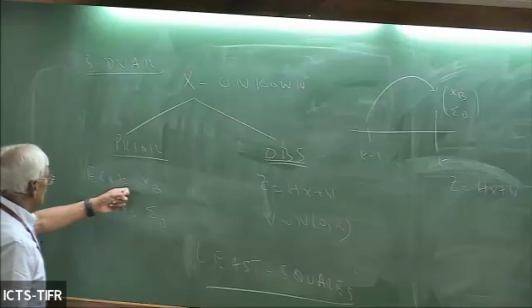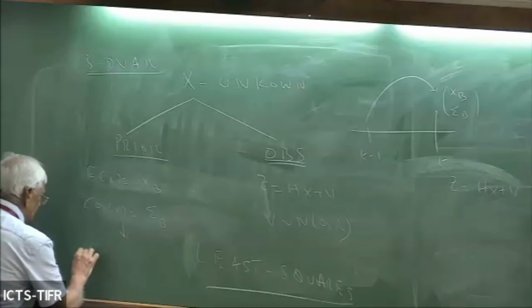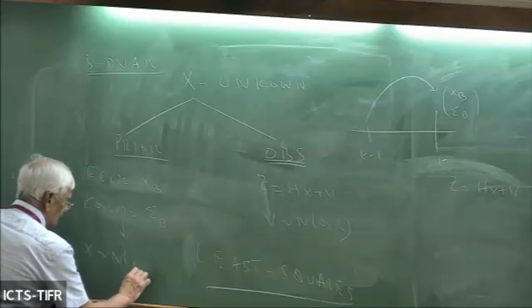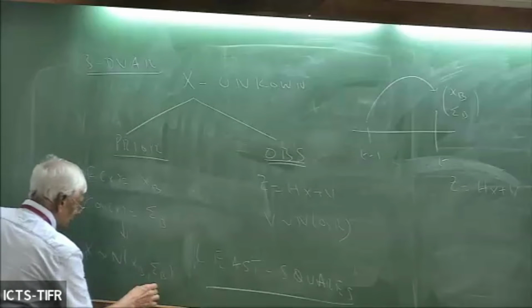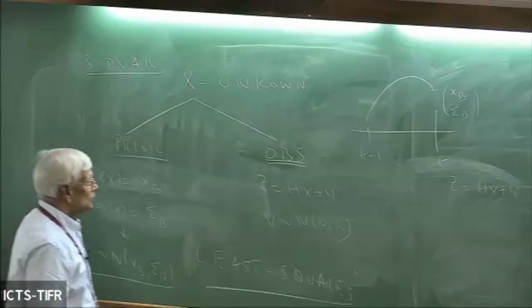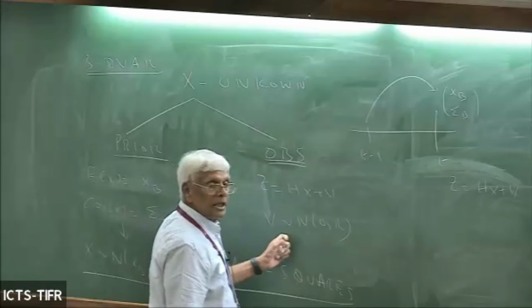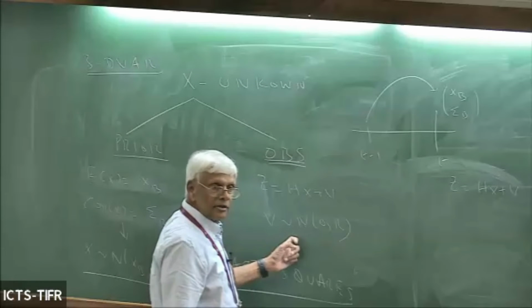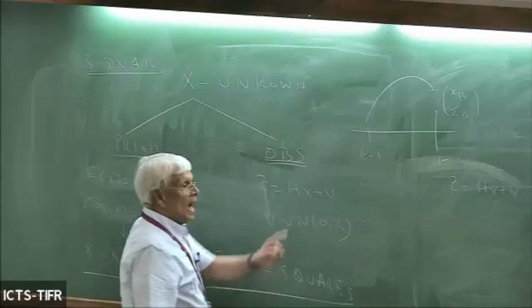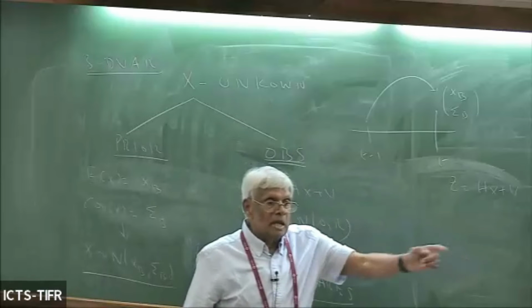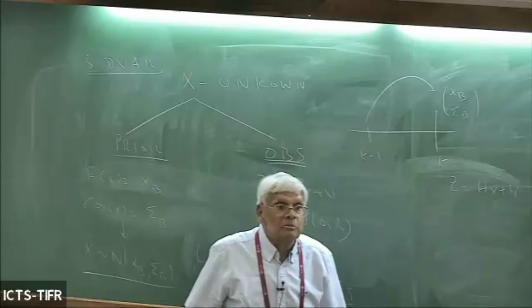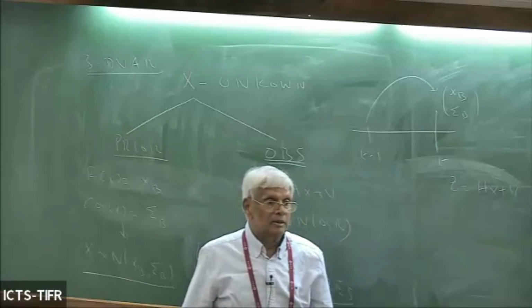So if I told you this is normal, this will be the prior. This will be the posterior. This will be the conditional information. I can combine the two. I can use the Bayesian rule to compute the posterior distribution, which is today's distribution.